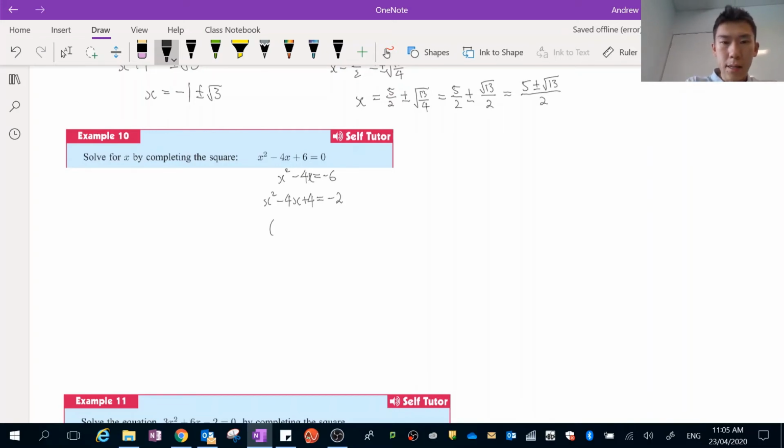And then let's factorize into our perfect square. Okay, now from here, I realize that I have to square root both sides, but my right-hand side is -2. If we square root -2, we're not going to have any real solutions. So we just say no real solutions.